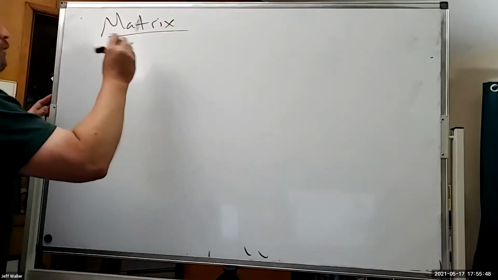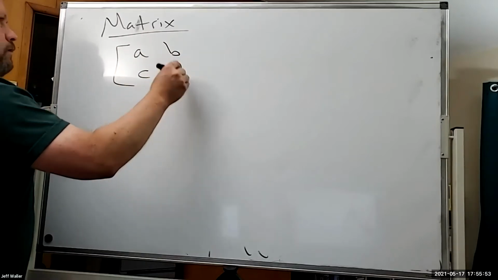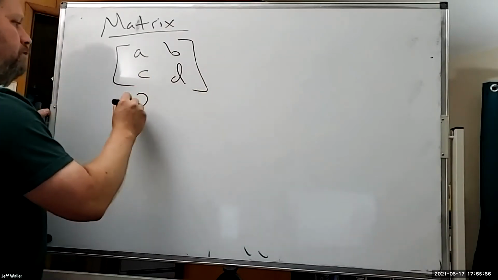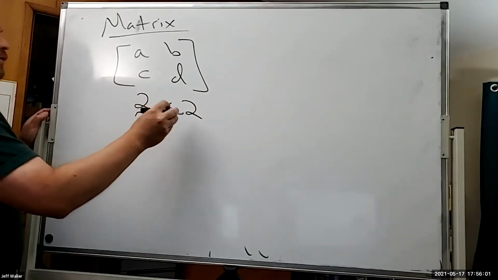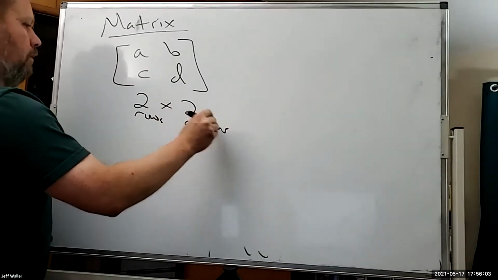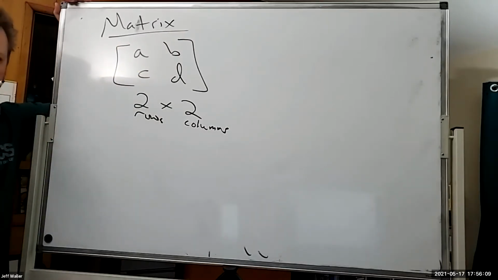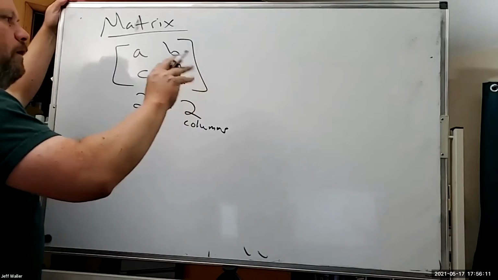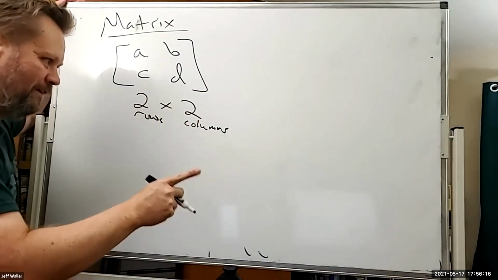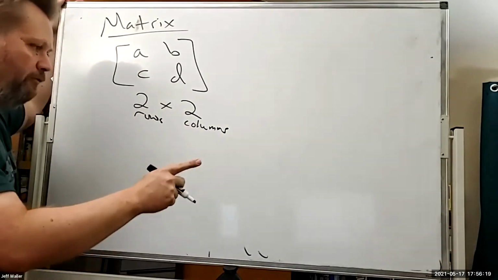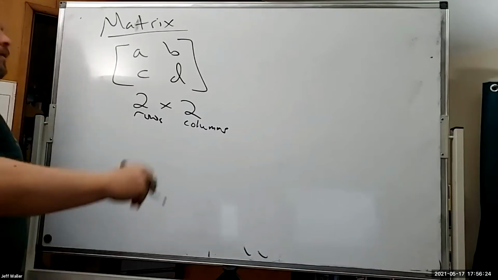So you could look at a matrix as, so here's a 2x2 matrix. This is a 2x2, 2 rows by 2 columns. And there's a lot of different ways to look at a matrix. I can't explain all of them to you because some of it relies on math you don't know yet.